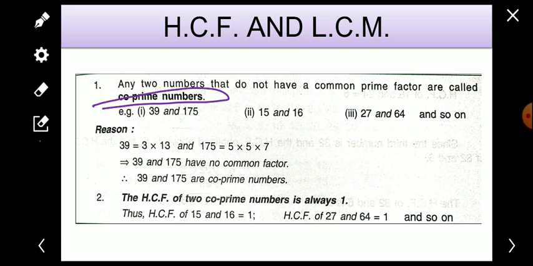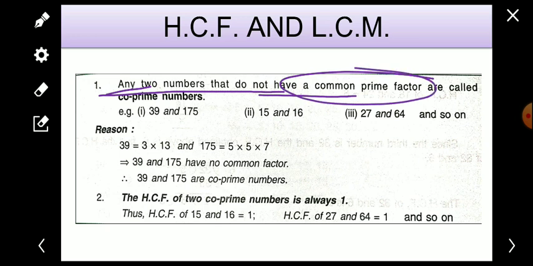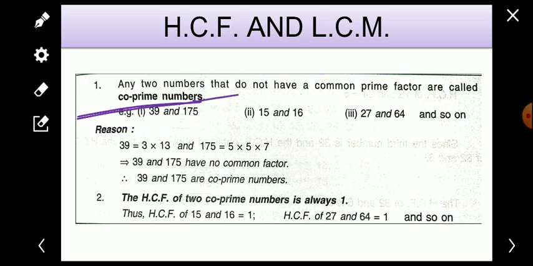Again let me repeat that any two numbers that do not have a common prime factor are known as co-prime numbers. Here are some examples of co-prime numbers, like 39 and 175. They have been split into prime factors: 3 times 13, and 5 times 5 times 7. We can see that no prime factor is common to 39 and 175. It means both the numbers are co-prime numbers.